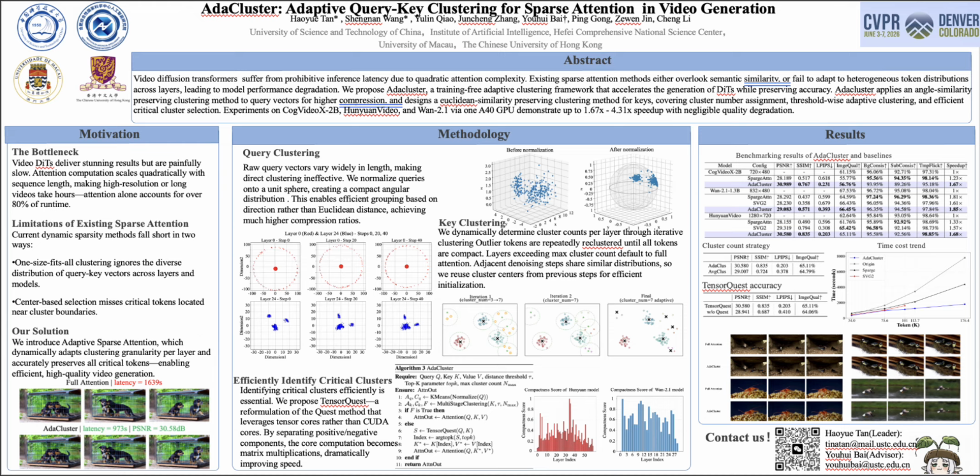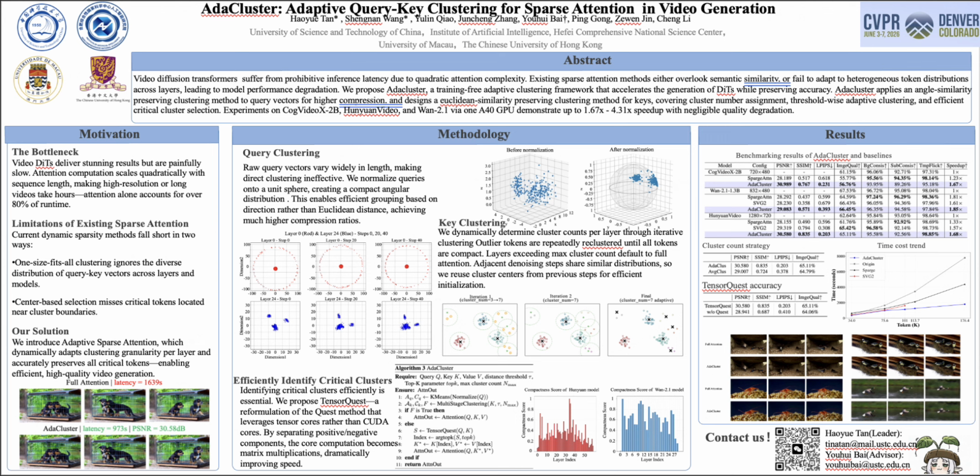To solve these two key issues, we put forward AdaCluster. It's a training-free, adaptive key clustering framework for video generation. Our goal is to greatly boost inference speed, with almost no loss in video quality. Next, I will introduce our core methods and key innovations. Our design has two core ideas, adaptive clustering and accurate critical token preservation, with three key functional modules.